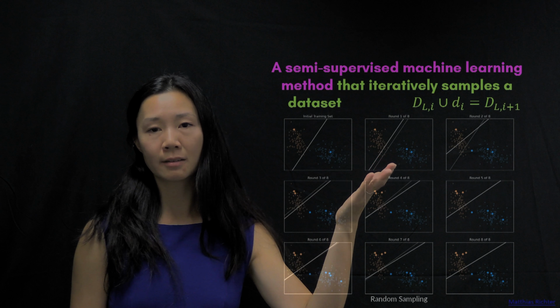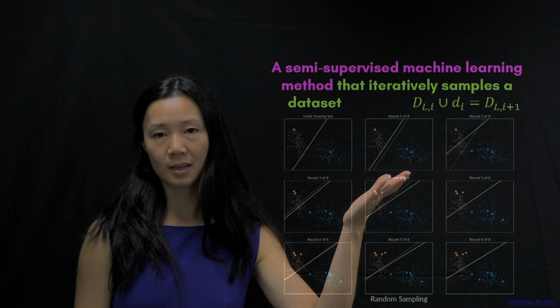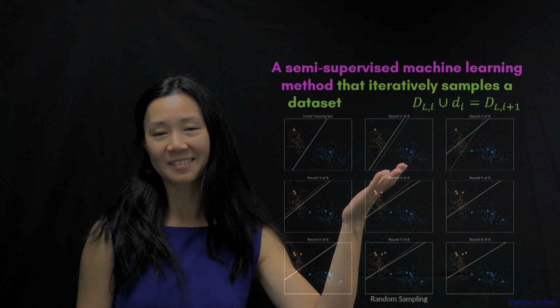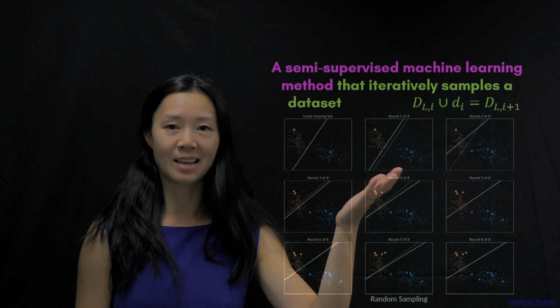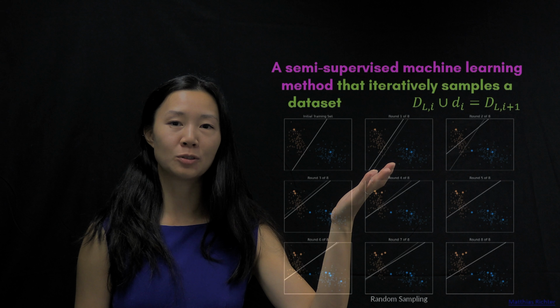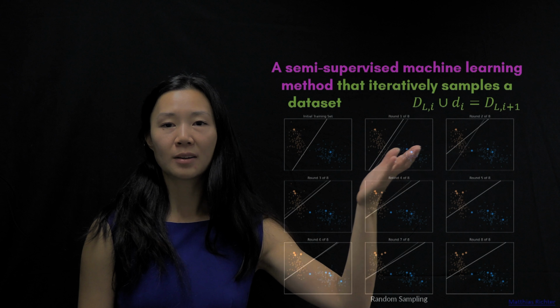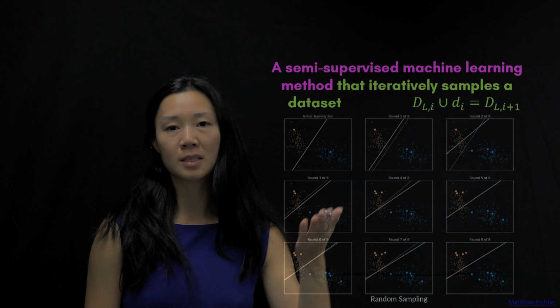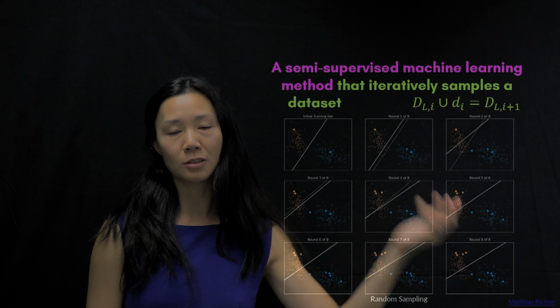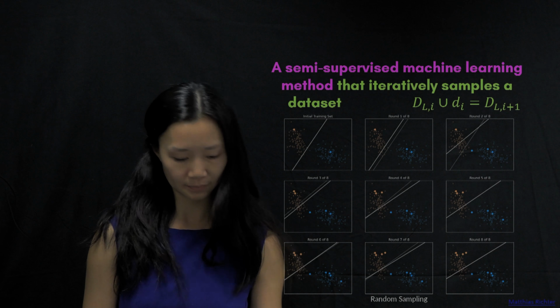The next iteration, you sample a new point. In this case, it's this blue dot over here, and that is little d I, where I is equal to 2. Okay, and so on, you sample a new point and you add it to your big data set D.